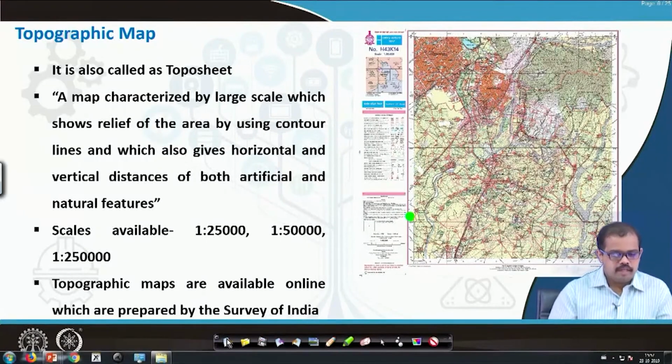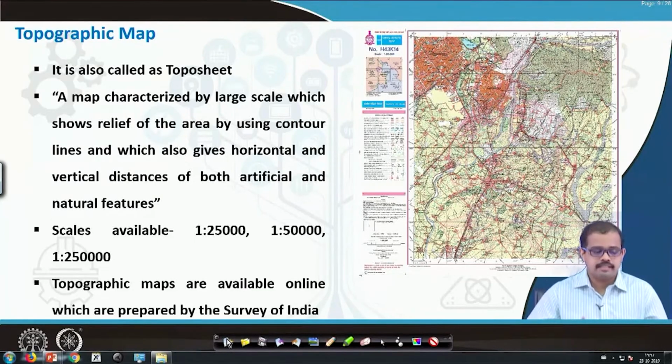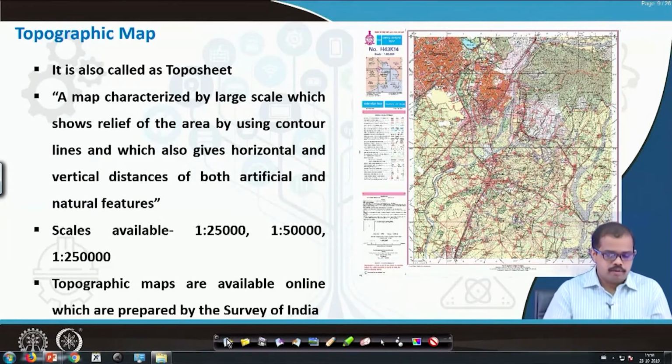When I say a topographic map, or a topo sheet to put it more simply, it is a map characterized by a large scale which shows the relief of an area by using contour lines, which give you the horizontal and vertical distances of both artificial and natural features. That's nothing but your topographic map. So what are the scales available? We have 1:25,000 scale, 1:50,000 scale, and 1:250,000 scale. I'll explain what these different scales are when I start explaining the map.